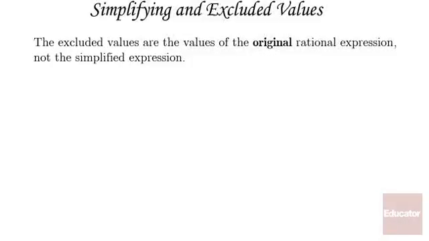Now, let's talk about what happens when you are simplifying and you're looking for excluded values. The excluded values are values in the original rational expression, not the simplified version. And there's a very good reason for this. If you just go to the simplified version and try to find excluded values, you may not find all of the values because of the canceling out that occurs with simplification. So let's talk about the example that I just did, where I said I had x plus 2 divided by x squared minus 4.